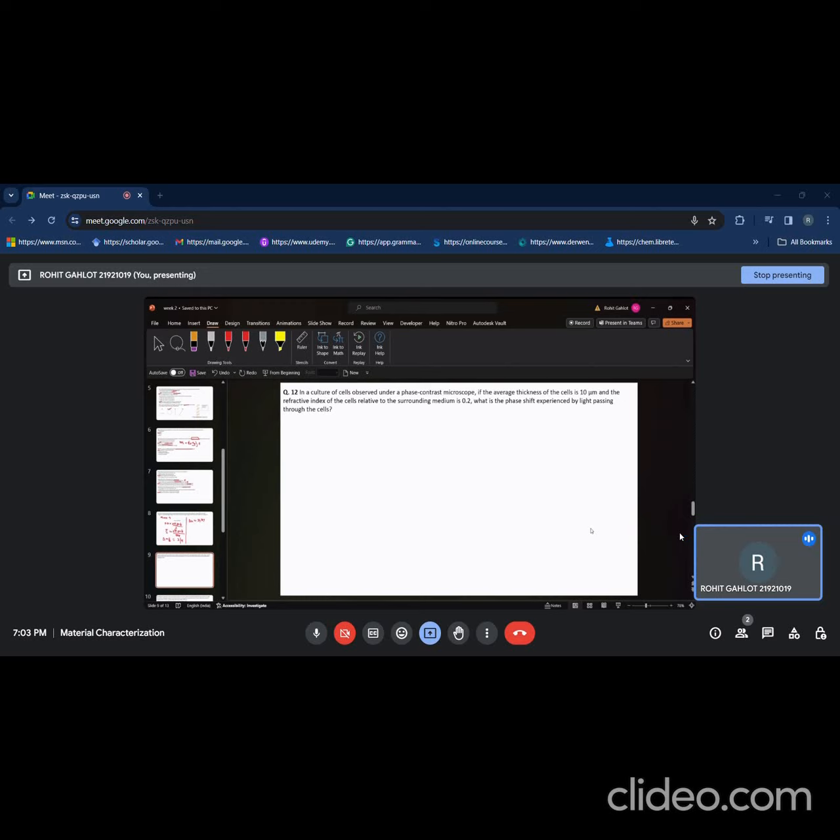In a culture of cells observed under a phase contrast microscope, if the average thickness of the cell is 10 micrometer and the refractive index of the cell relative to the surrounding medium is 0.2, what is the phase shift experienced by the light passing through the cells? This is also a similar type of problem. The thickness of your cell is 10 micrometer, and your delta n is 0.2. So from here we can find your phase shift easily.